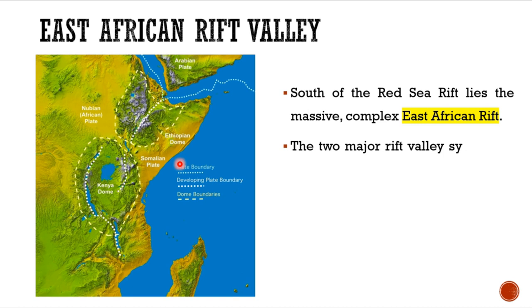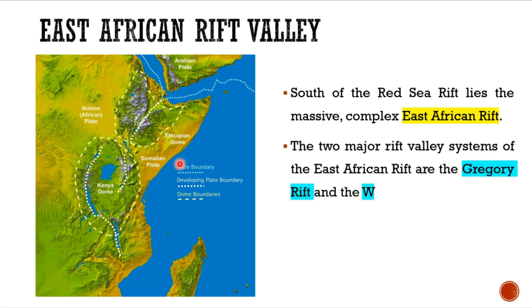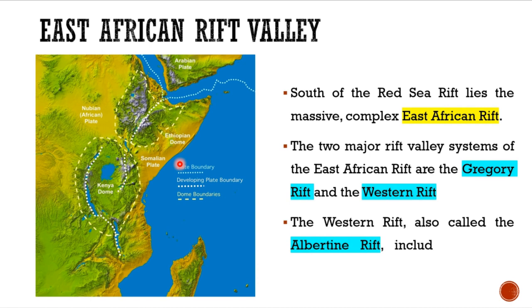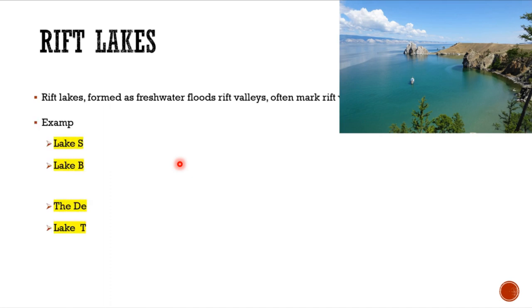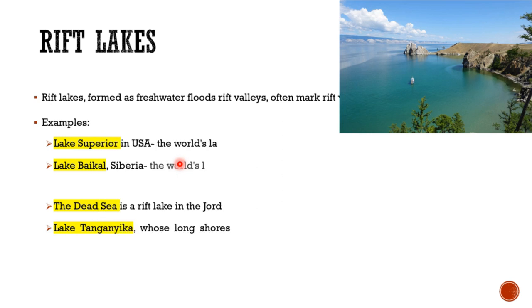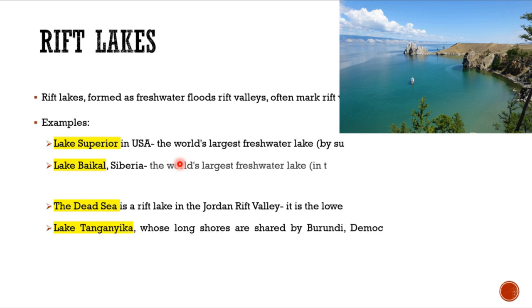The two major rift valley systems of the East African Rift are the Gregory Rift and the Western Rift. The Western Rift, also called the Albertine Rift, includes many of the African Great Lakes. Rift Lakes. Rift lakes, formed as freshwater floods river valleys, often mark rift valley systems. The major examples of the rift lakes are as follows.